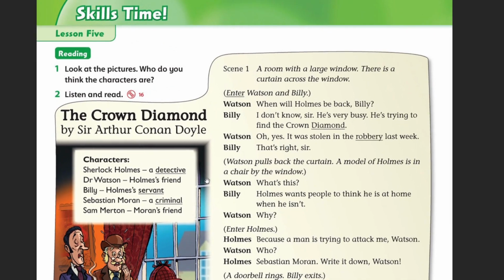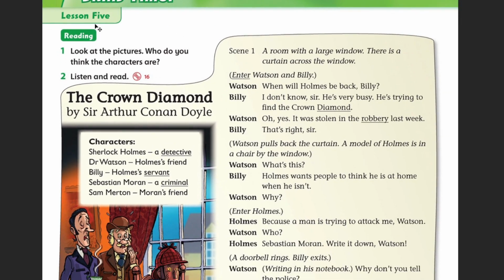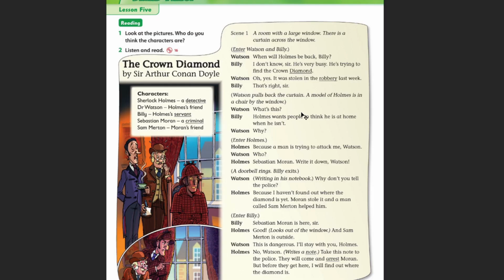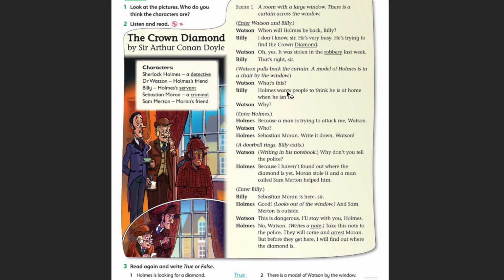Okay, so lesson 5. We are going to read and also listen to an audio file of this play script by Sir Arthur Conan Doyle. It is entitled The Crown Diamond. Listening 16. Listen and read. The Crown Diamond by Sir Arthur Conan Doyle. Characters: Sherlock Holmes, a detective. Dr. Watson, Holmes's friend. Billy, Holmes's servant. Sebastian Moran, a criminal. Sam Merton, Moran's friend.